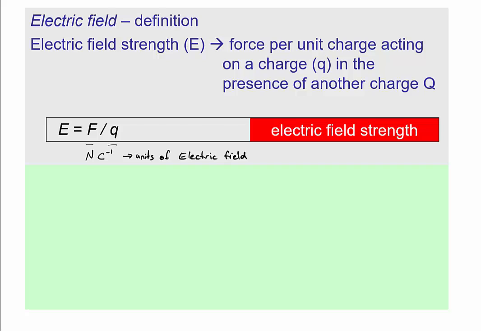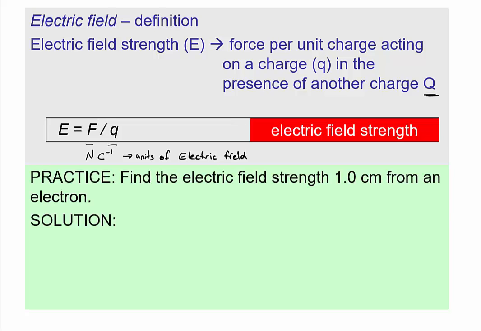And of course this force here is determined by how big the large Q is that's setting up the field. So the larger the Q, the bigger the force. An example here: find the electric field strength 1 centimetre away from an electron.